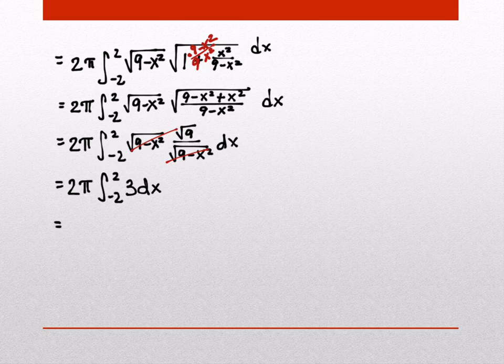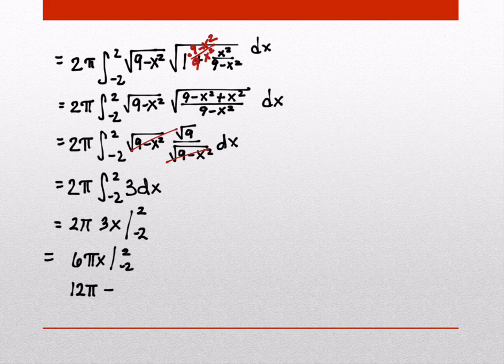But all right, so what's the antiderivative of 3? Just 3x. Evaluated at 2 and negative 2. So this is 6 pi x. I don't know why there's a dx on the end there because I got carried away, I guess. And then there's my 2 and my negative 2. So what am I going to get when I plug in 2? 12 pi minus a negative 12 pi for a grand total of 24 pi.